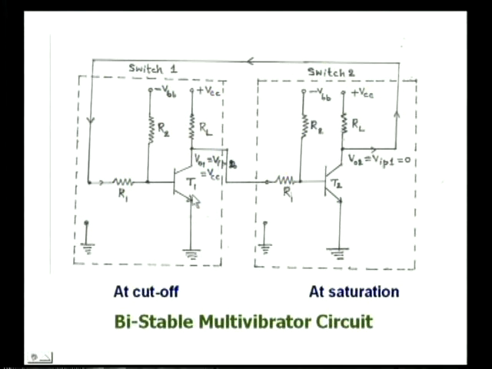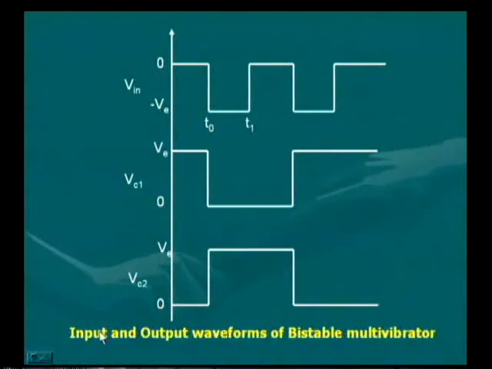So this state, T1 on and T2 off, will be maintained indefinitely unless we apply some external trigger to the transistor T1, which is now in on state. That's why the bistable multivibrator can remain in one of its stable states indefinitely until we disturb it, or until we make it change its state by applying some external signal.